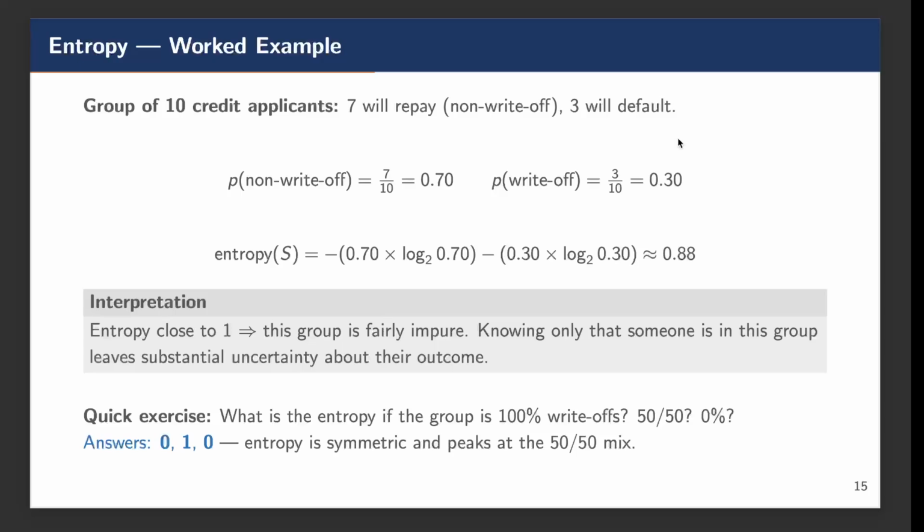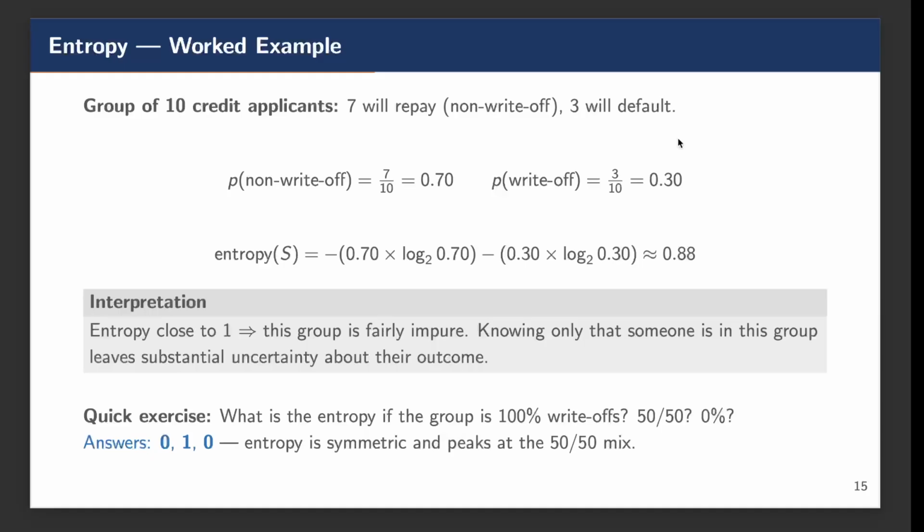Now let's look at this example. Let's say in a group of 10 applicants, there are 7 who would repay the loan and 3 would default. So the probability of non-write-off is 0.7 and the probability of write-off is 0.3. The entropy in this case is calculated as negative 0.7 times log base 2 of 0.7 minus 0.3 times log base 2 of 0.3, which we calculated is approximately 0.88.